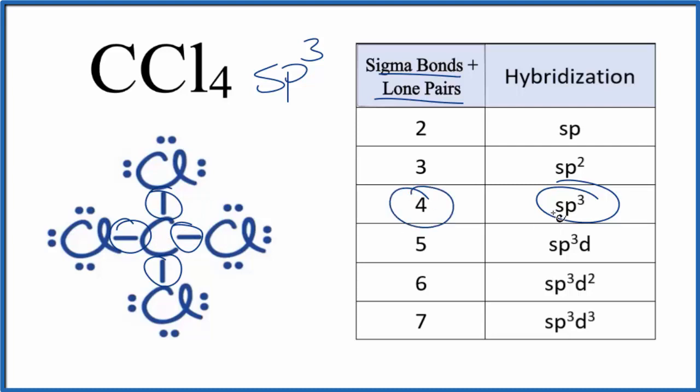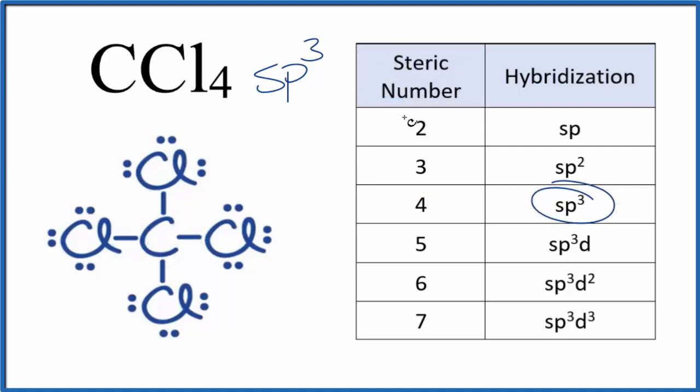We could also look at what's called the steric number. So for the steric number, we're looking at the number of things that are bonded. We call them electron domains or electron regions on the central carbon here. We have 1, 2, 3, 4 atoms bonded to that central carbon. Because of that, 4, that gives us sp3 hybridization, just like we said before.